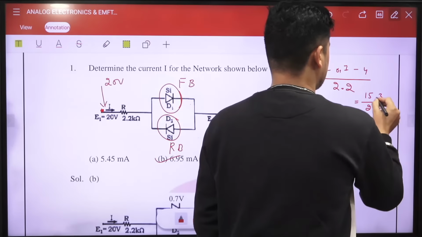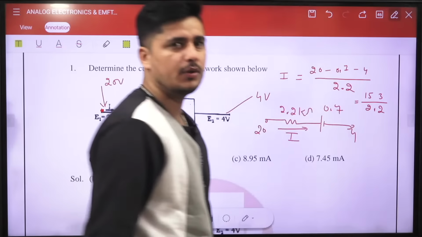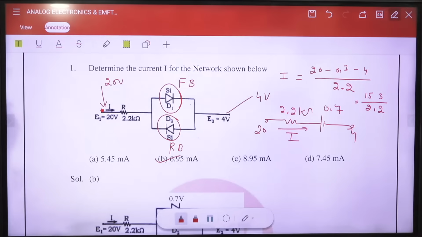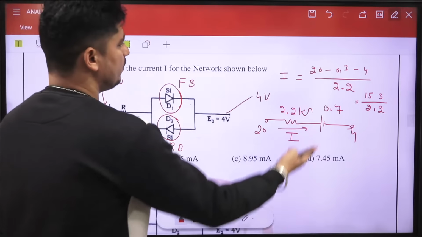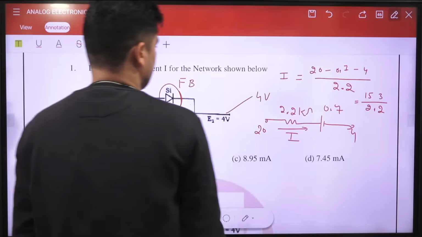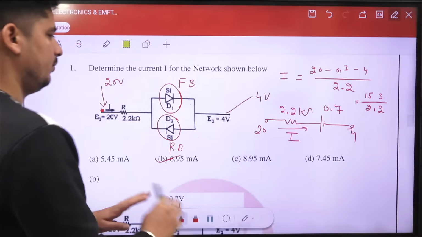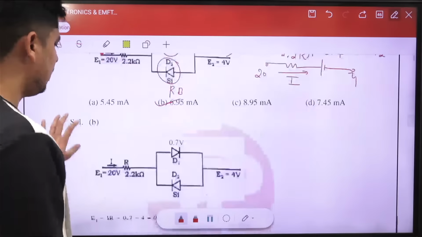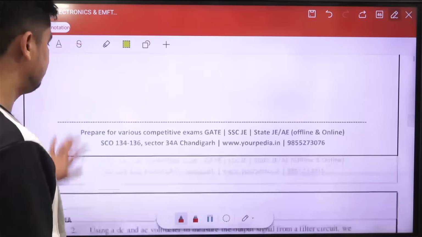If you divide 15.3 by 2.2, how much is that value? That value will be lying around 7, like 7.5 or 7, but it will be around 7, not 7.5, because it is 2.2. So it means that value is 6.95. So you have to guess these things, right? No need to solve completely there.